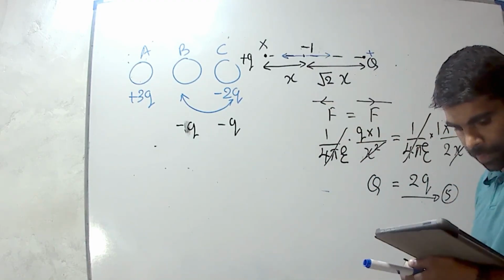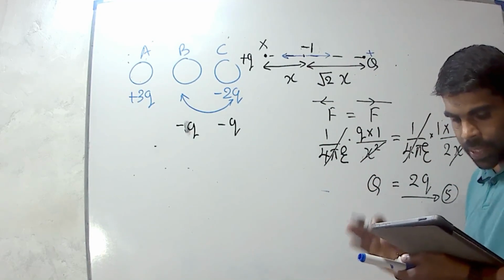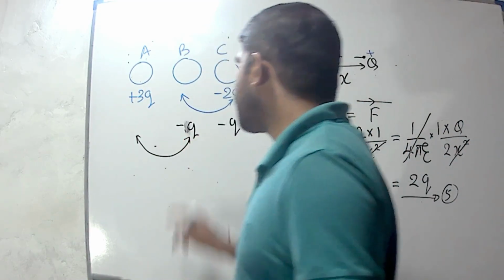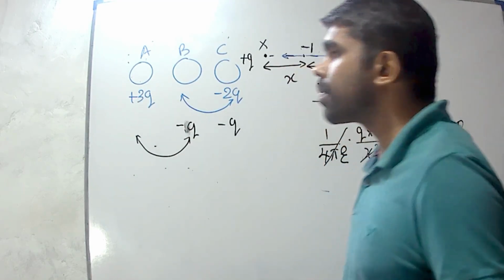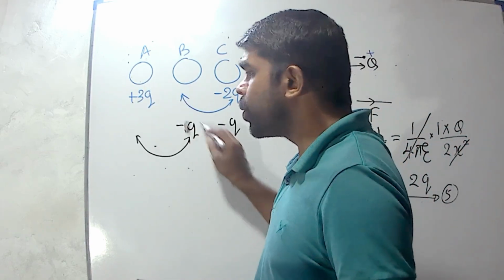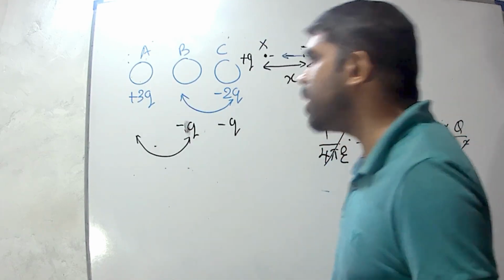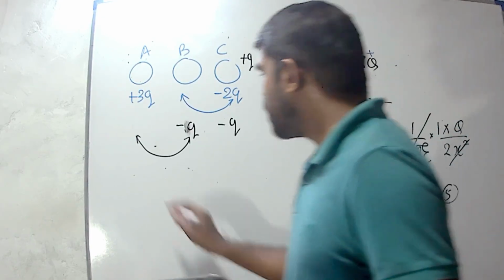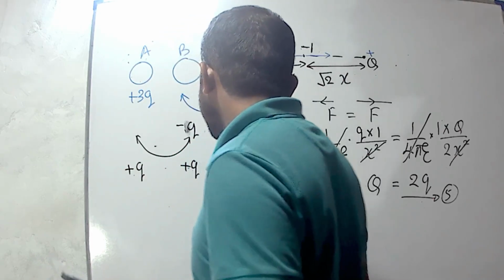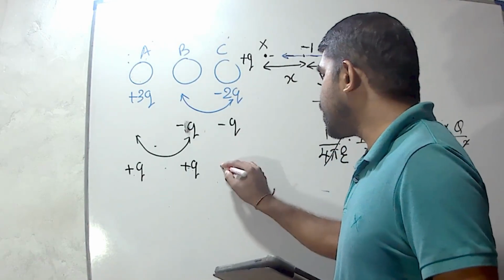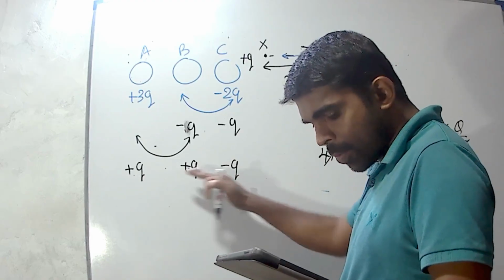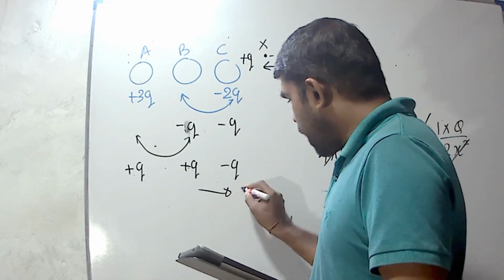Then they have given next sphere B touch sphere A. Then touching B and A, again this net charge will spread equally. Plus 3q minus q means resultant net charge plus 2q. Then charge of this one should be plus q and plus q. This charge is not changing, it is minus q. Then final charge plus q, plus q, minus q. Correct answer is this one.